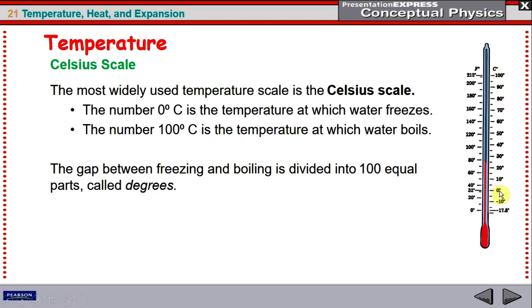0 degrees Celsius is the temperature at which water freezes. That's called the freezing point. 100 degrees Celsius is the temperature at which water boils, becomes vapor, gas. That's called the boiling point. Now, the distance between is divided into 100 equal parts. Each part is called a degree. Of course, there are also degrees below 0.